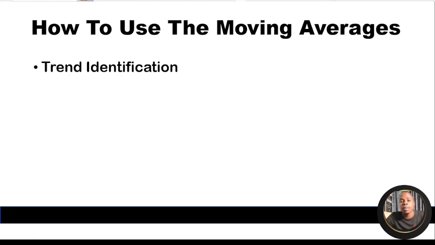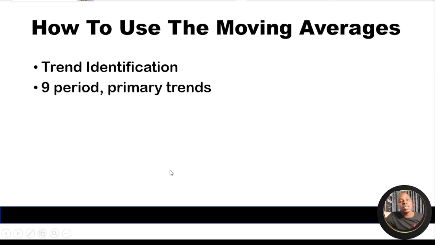Trend identification is simply when you try to read the direction of the trend. We have different types of trends: primary trends, secondary trends, and long-term trends. We have different moving averages for this. For example, if you use the 9-period moving average, you are going to be catching very short-term trends, which we can call primary trends.